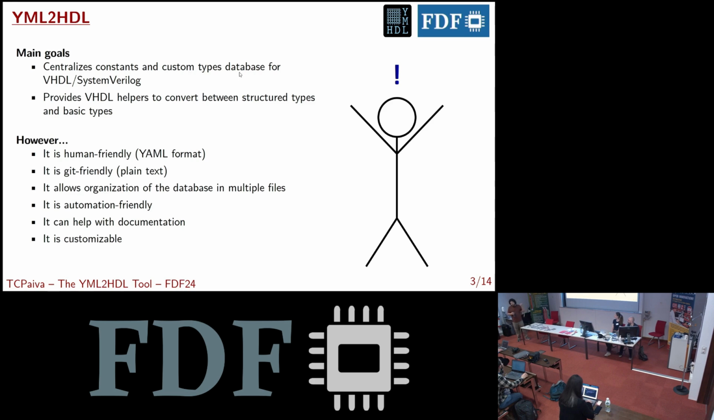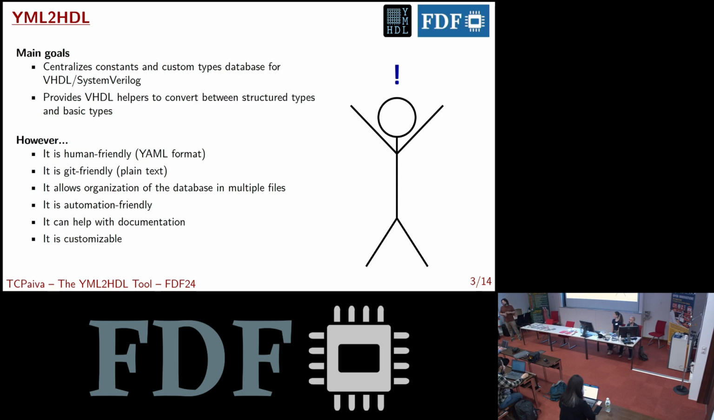So that's where YML2HDL comes from. The main goal was to centralize the creation and the managing of these custom types. And also, later, we decided that it was important to have some helper functions for the VHDL part. But it's a little bit more than that nowadays.